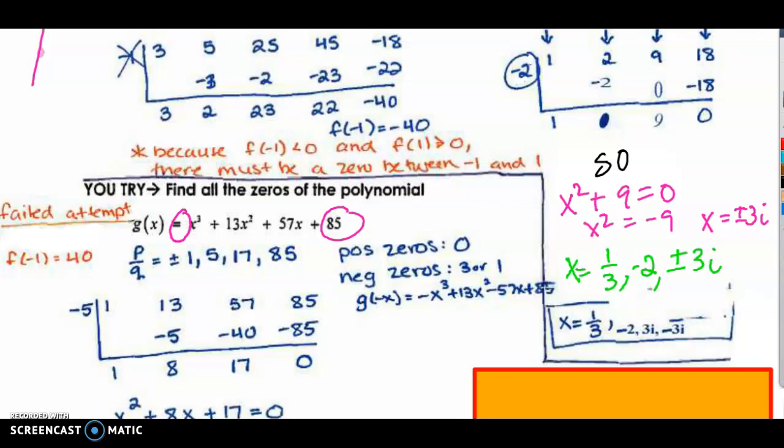If you look, there are no sign changes, right? Plus, plus, plus, plus. That means there are going to be no positive zeros. So I am not going to try positive 1 or positive 5 or positive 17 or positive 85 because I know that there are no positive zeros.